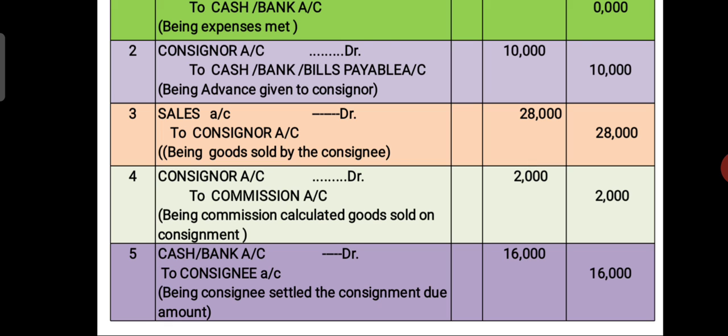And the fifth entry, for the settlement of consignment account. Whenever we want to settle the consignment account, we write this fifth entry. Here we think ourselves as consignee, because we are writing the journal entries in the books of consignee. If we write the journal entries in the books of consignor, then we think ourselves as consignor. Here we are writing in the books of consignee, so we think ourselves as consignee. So for the settlement of consignment account, what is that entry?